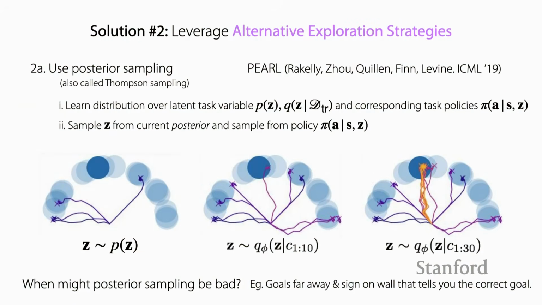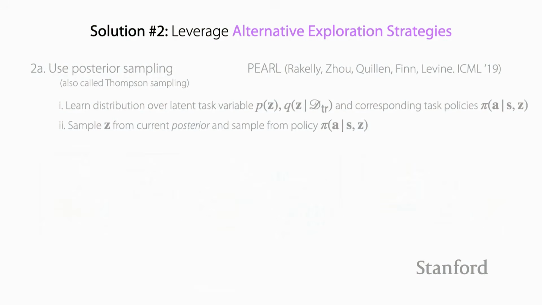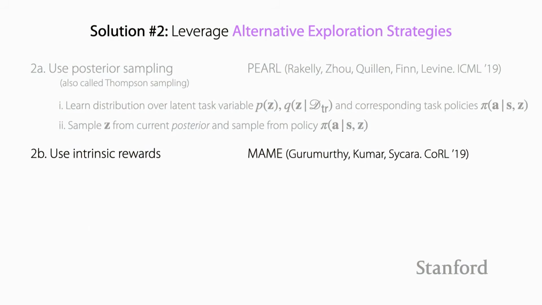Cool. So, for example, if these goals are very far away and there's some sign that tells you what the correct goal is, then this is a bad strategy. Now, if that sign doesn't exist, then it actually would be a good strategy because you have to go down those different corridors.